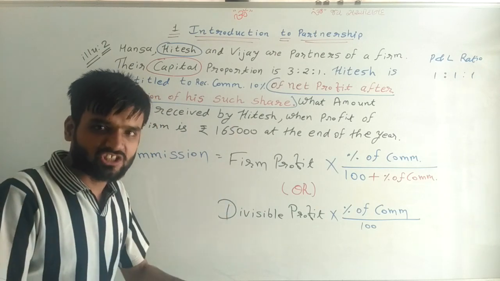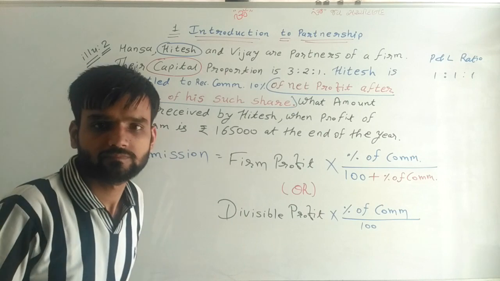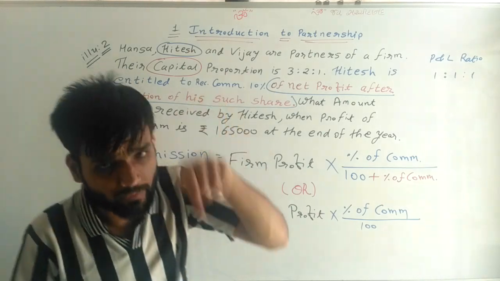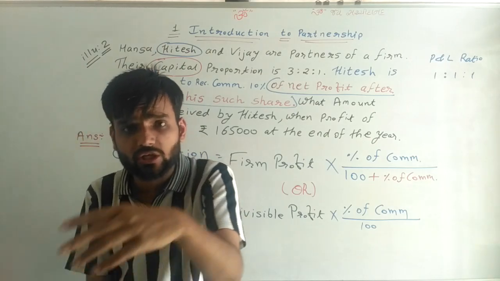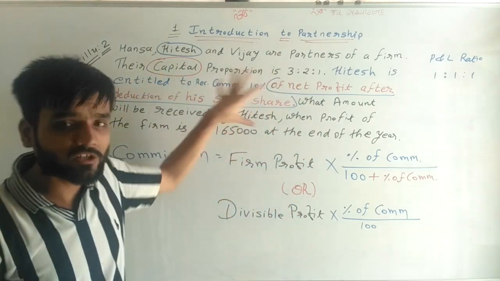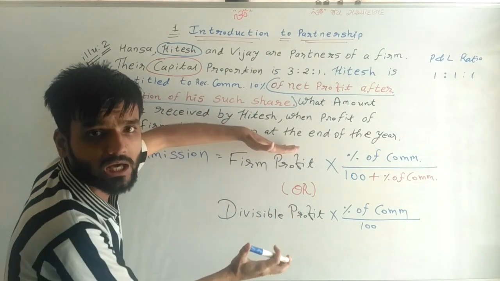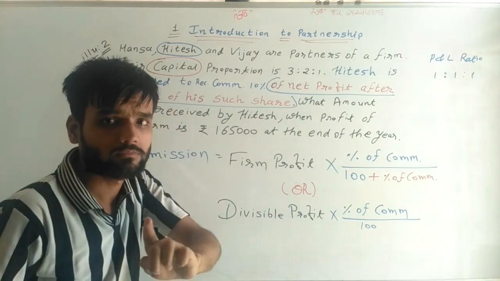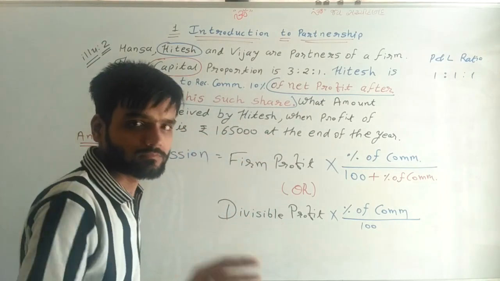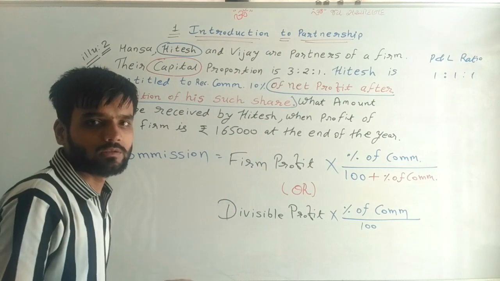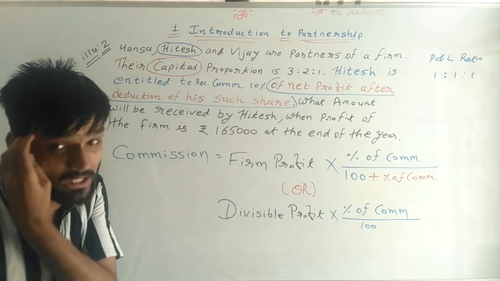But for the current situation, whenever this information is given, commission is paid on net profit after deduction of such commission. Whenever this information is given, then we use this formula to solve the sum, to calculate commission. Now what is this? Just a minute. First we read the whole question, then after we do these formulas.